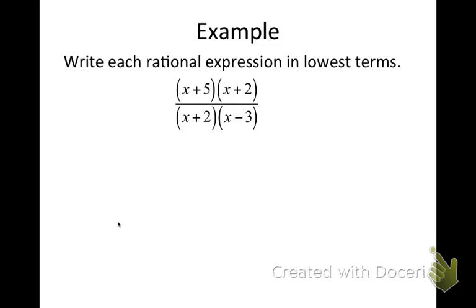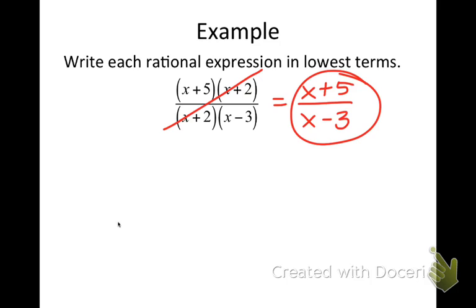So what's in common in the numerator and the denominator? X plus 2. So I'm going to strike it. So what's left over? Good. X plus 5 all over x minus 3. So I wrote the rational expression in its lowest terms.